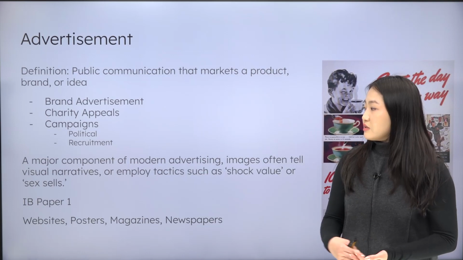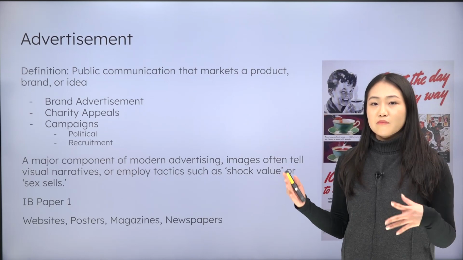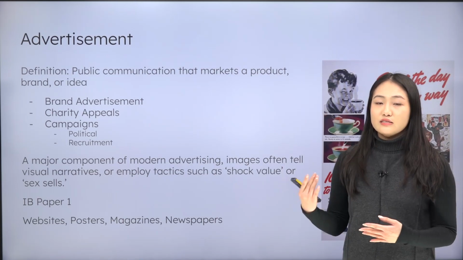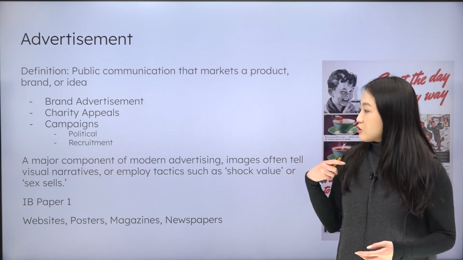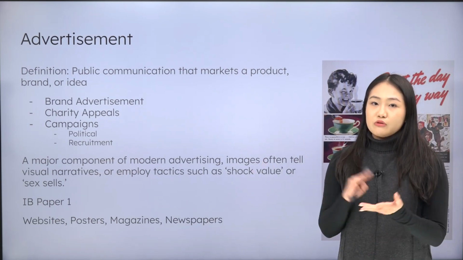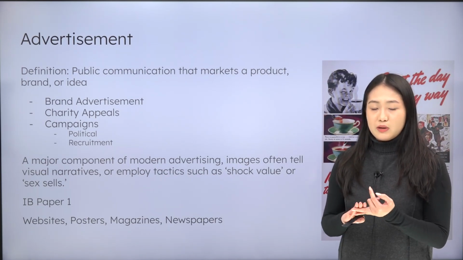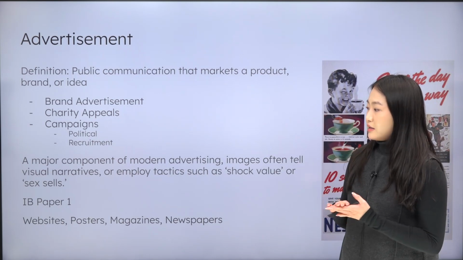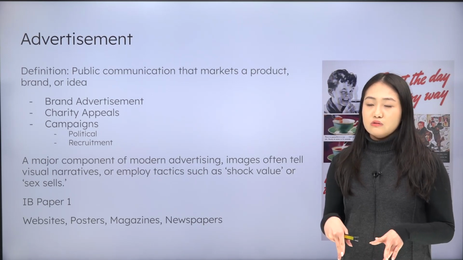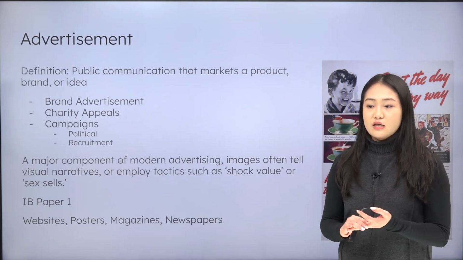So a major component of modern advertising is images, and this is because images can help build a visual narrative, and this is more effective to persuade its audience. And so for IB Paper 1, I believe that we will be evaluating static advertisements, and that includes magazines, newspapers, posters, and websites. But take note that IOs can also include video advertisements, TV advertisements, radio advertisements, and so on.